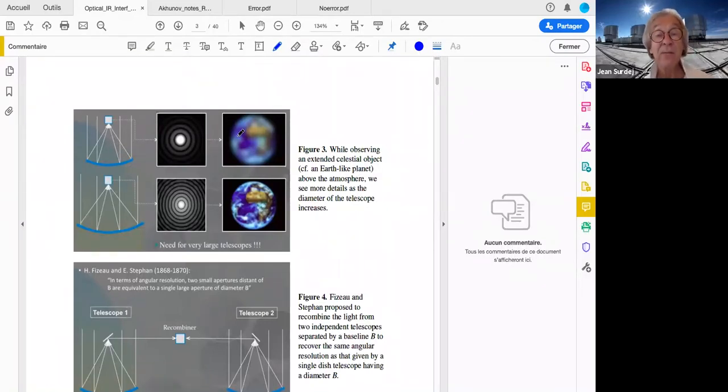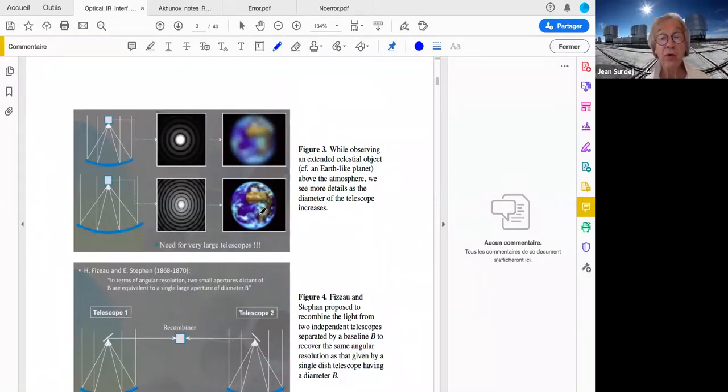We will see this extended object, something which is not very clear. So you see it's fuzzy. But as you increase the size of your telescope, you may get a better view. And so that has been the dream of astronomers, to ever increase the diameter of the telescopes. And with present-day technology, the largest size that you may achieve is something very near to 40 meters.